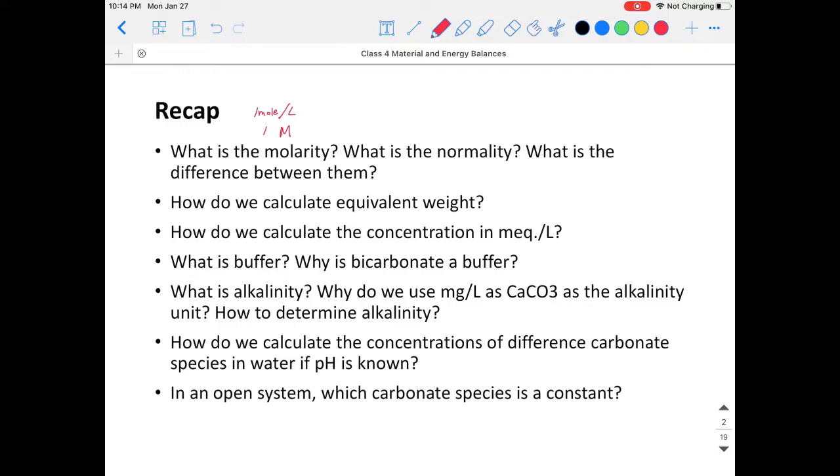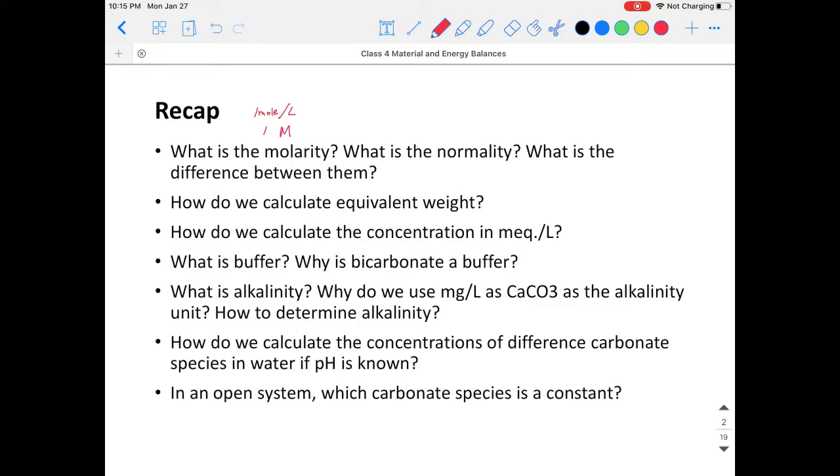We also talked about the normality. Normality is related with the exchange or transport of the electrons or the protons when we talk about the oxidation reduction reactions or the acid-base neutralization reactions. And also we want to understand what is the difference between them. For the normality, if there are exchanges or transport of the protons or electrons that are more than 1, then we have to multiply that extra number into the molarity to obtain the normality.